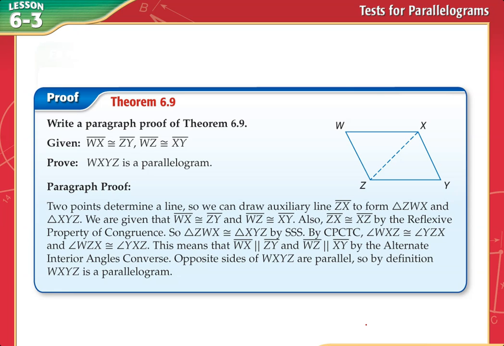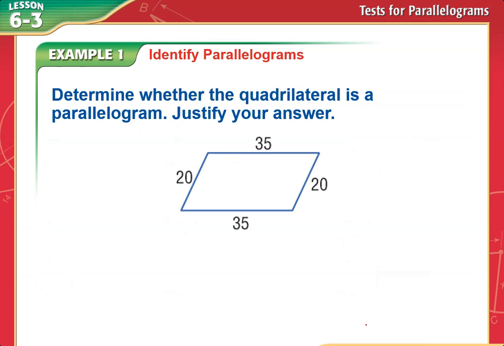Pretty straightforward. So here we go. We have 35 and 35 and 20 and 20. So each pair of opposite sides has the same measure. Therefore, they are congruent, and if both pairs of opposite sides of a quadrilateral are congruent, then the quadrilateral is a parallelogram.